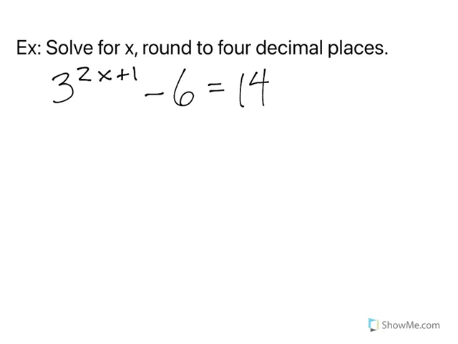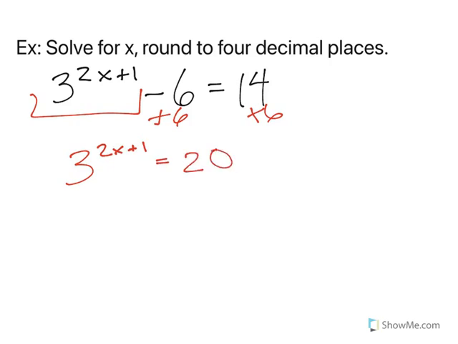Okay, so when we are solving an exponential here, we need to isolate the exponential piece, which means I need to add 6 to both sides first. So 3 raised to the 2x plus 1 gives me 20. Now we're looking again, I've got a 3, I have a 20. There is nothing I can use to have the same base. So I'm going to apply the log to both sides.